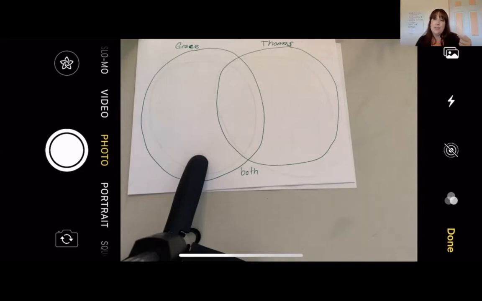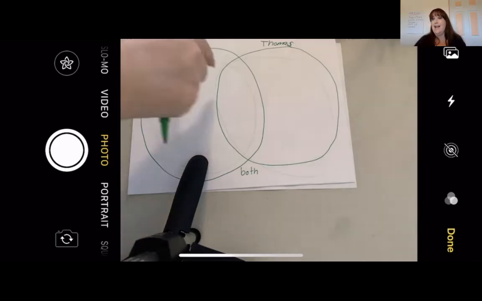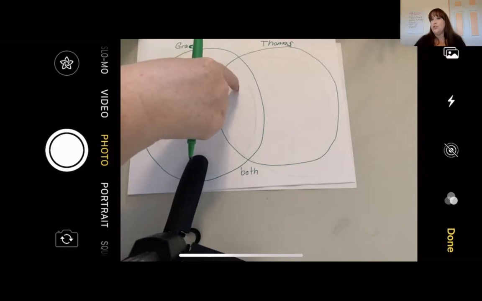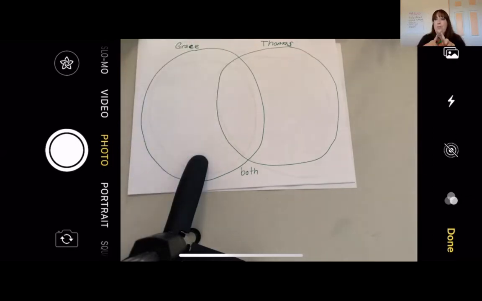We're going to look at Grace's point of view, and we're going to look at Thomas's point of view. And we're going to look at how they looked at things the same. That's going in the middle. So what was true of both of their campaigns, and what did they look at and see that was different? So I want you to think. What did they look at in a similar point of view, and what did they look at in different points of view? So let's think.